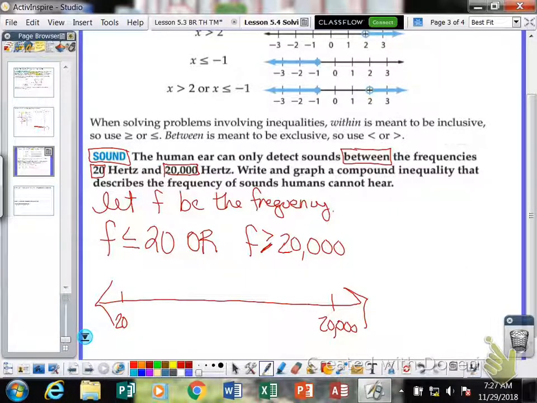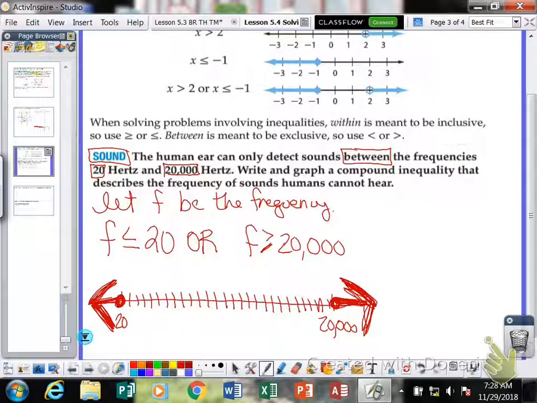This really should be evenly spaced, so I really should have enough tick marks in here to come up to 20,000. If we're counting by thousands, or by 10,000s, it's really hard to find. But just for this purpose, I have x less than or equal to 20 shaded to the left, because I can hear equal to or less than 20 hertz. Or I can have a closed circle at 20,000 shaded to the right, because I can't hear anything that's equal to or higher than 20,000 hertz.